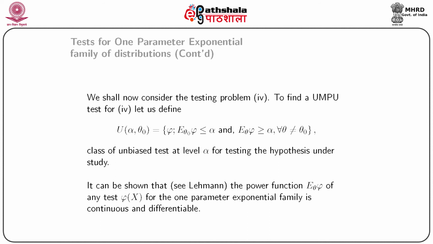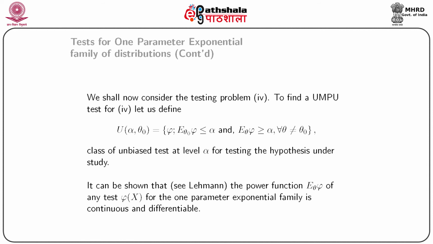To find a UMPU test for testing problem 4, let us define a set U(α, θ0). This is the class of all tests ψ such that the expectation of ψ under θ0 is less than or equal to α, and the expectation of ψ under θ is greater than or equal to α for all θ not equal to θ0. This is the class of all tests unbiased at level α for the hypothesis under study.